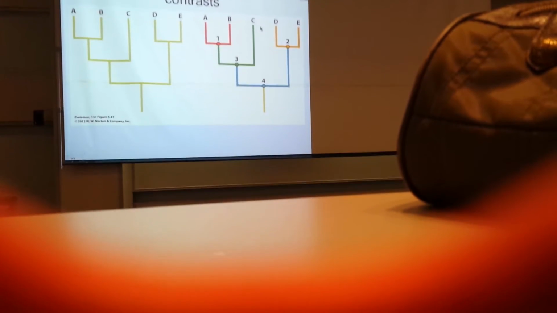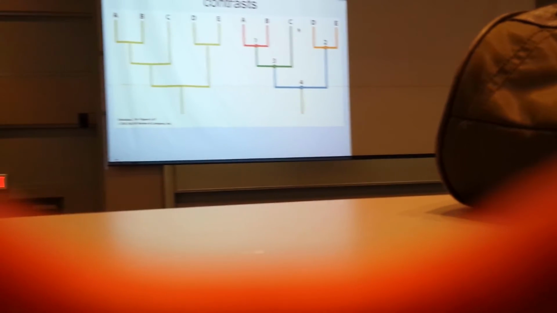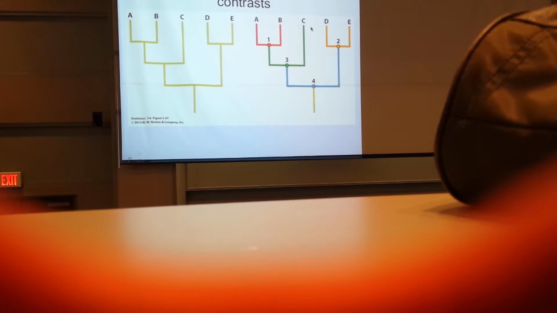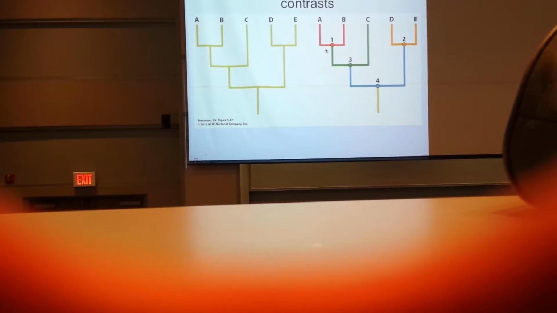And so by asking the question in a nested fashion within the tree, you can test a hypothesis that's robust. Because basically each of these divergences gives you a chance to test the hypothesis. But simply looking at all the species and lumping them together doesn't give you that power. You can trick yourself with it.